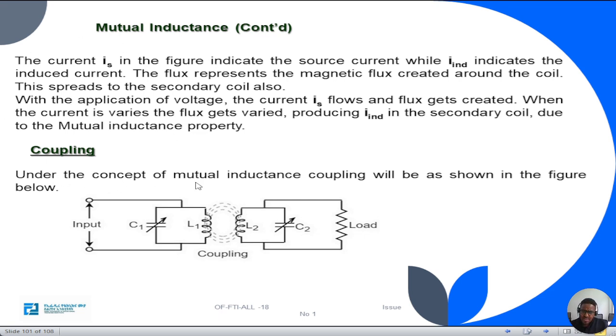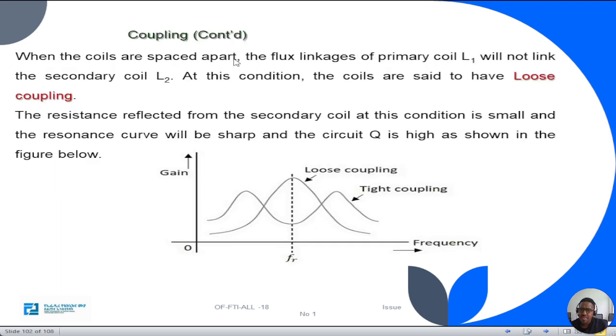The coupling, under the concept of mutual inductance, is shown in the feature below. How closely are L1 and L2 related? Are they far or close? When the coils are spaced apart, the flux linkage of primary coil L1 will not link the second coil L2. At this condition, the coils are said to have loose coupling. The reflected resistance in the secondary coil under this condition is small, and the resonance curve will be sharp and the quality high, as shown in the figure below. Look at the loose coupling and tight coupling.